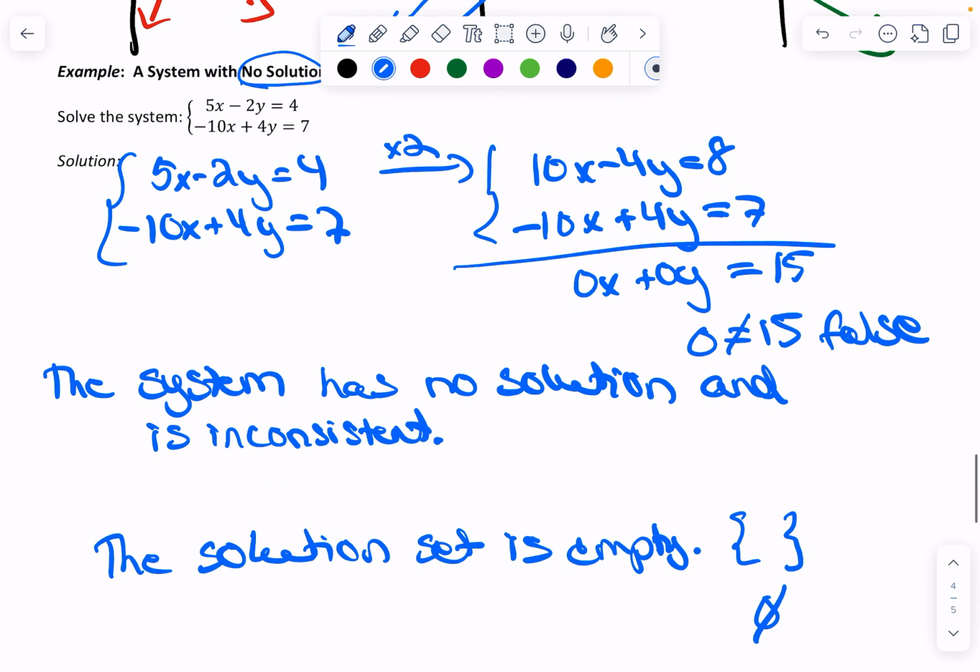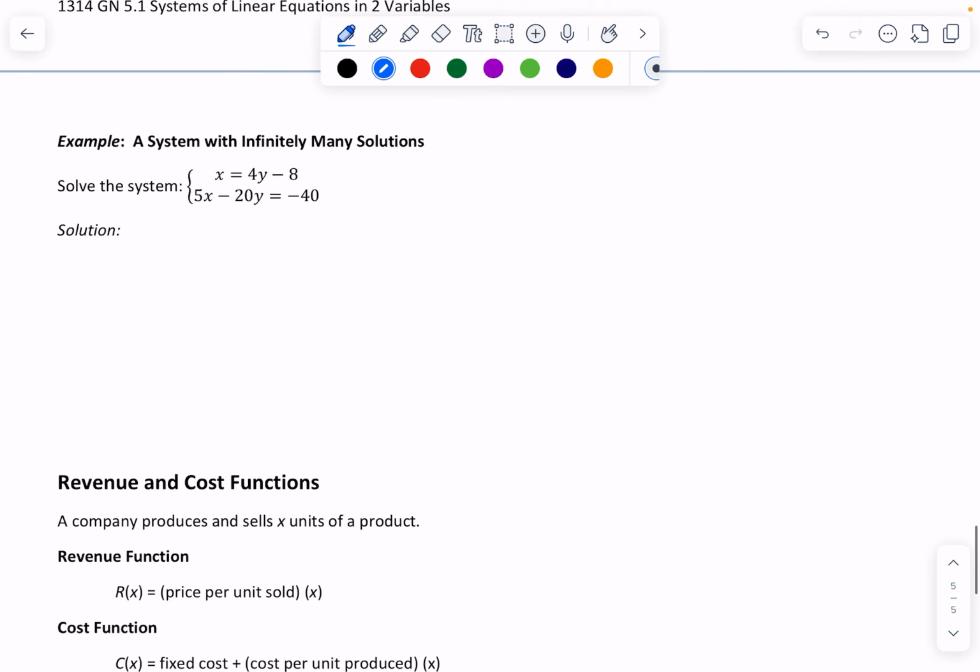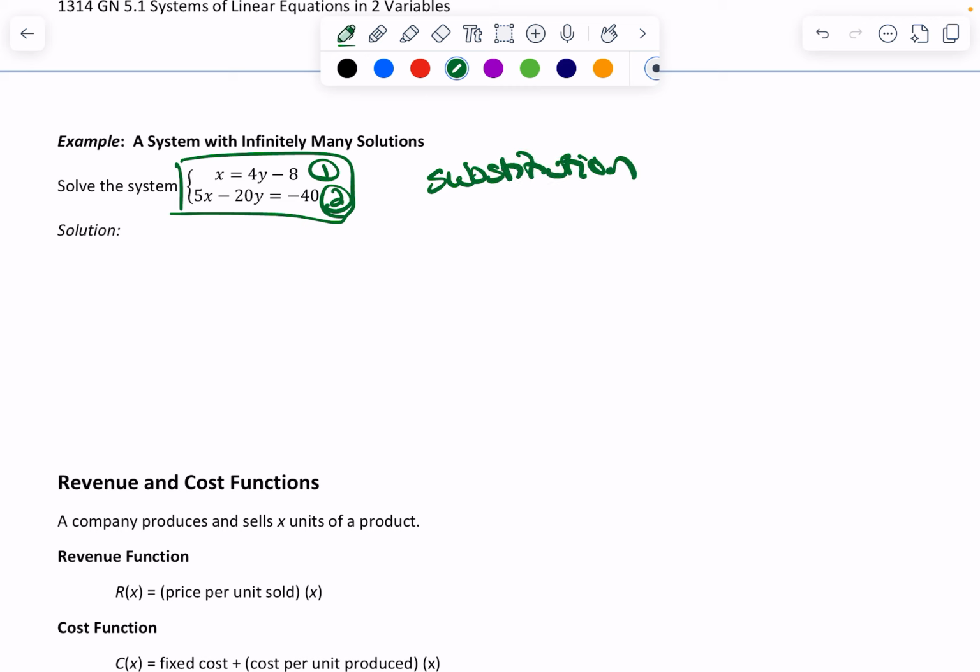Okay, next we're going to look at a system with infinitely many solutions. So we're going to look at what that actually looks like. Now, looking at these equations, our equation 1 is already in the form x equals. So I'm going to use substitution here, substituting equation 1, so x, into equation 2.